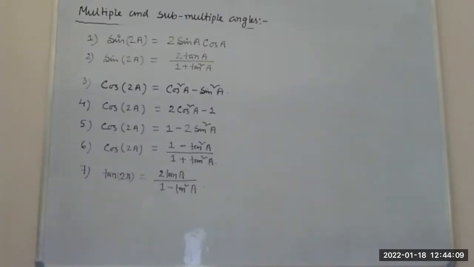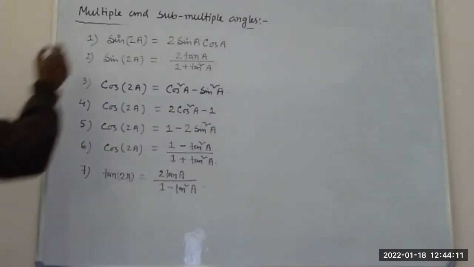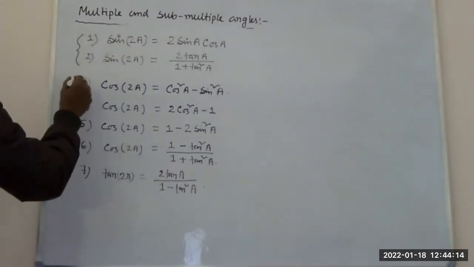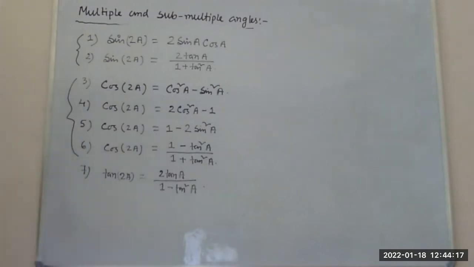And for cos, there are four formulas. For sine, there are two formulas: one involving sine and cos, and another involving tan. For cos 2a, there are four formulas: one involving sine and cos, another involving only cos, another involving only sine, and the last one involving tan. And for tan 2a, it is 2 tan a by 1 minus tan square a.